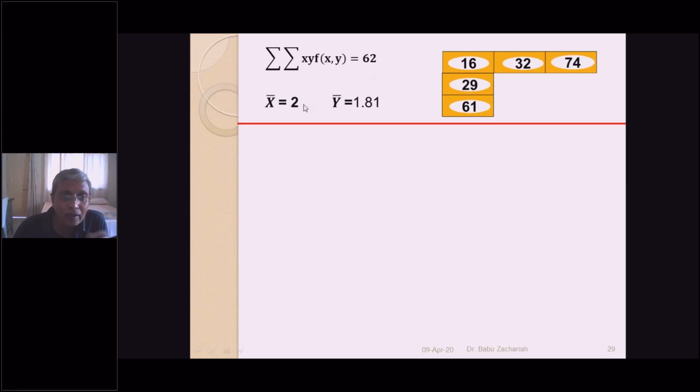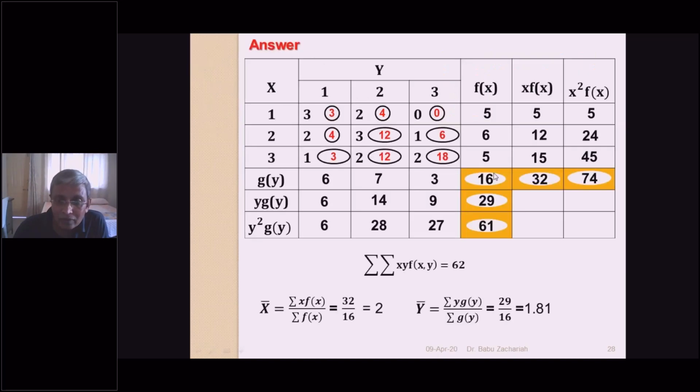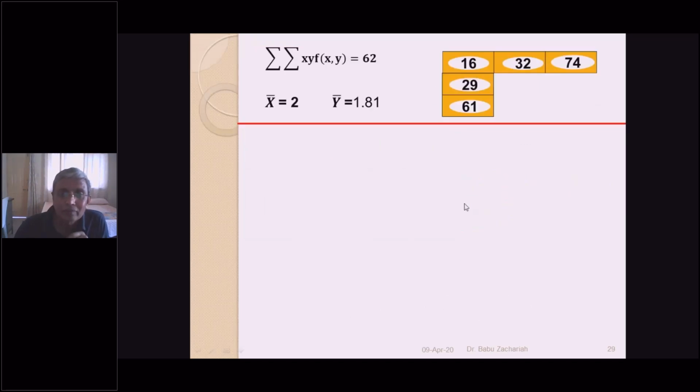And now those values which I have calculated, that sum of x into y, f of x, y I have written, x bar I have written, y bar I have written, and these figures which are required for further calculation, I've just copied there. So this is sigma x square f of x. This is sigma y square g of y.